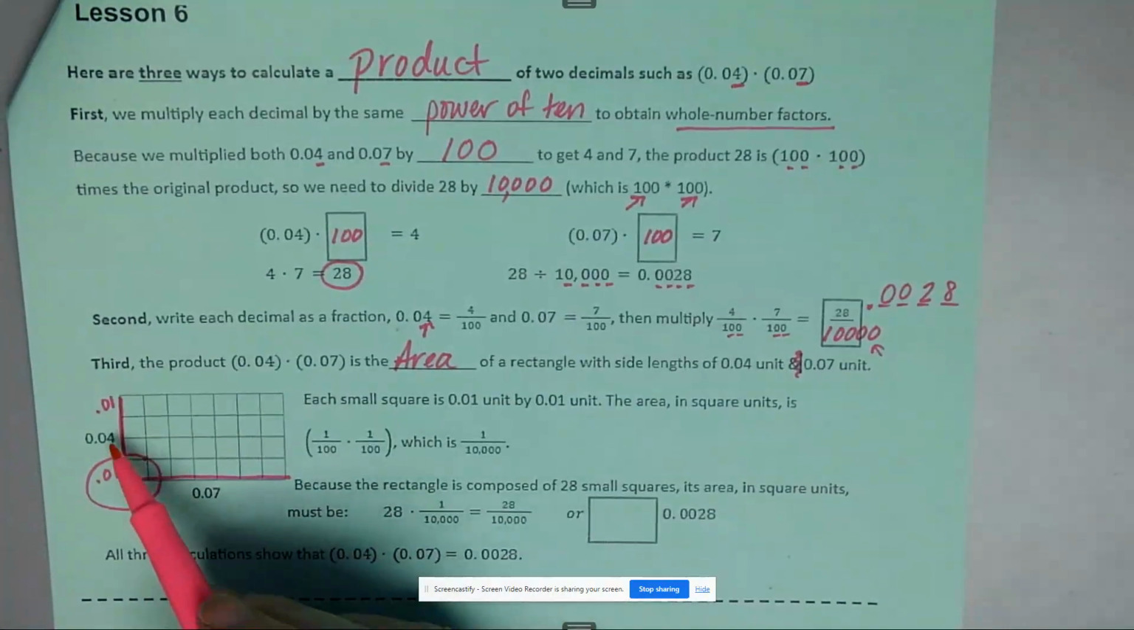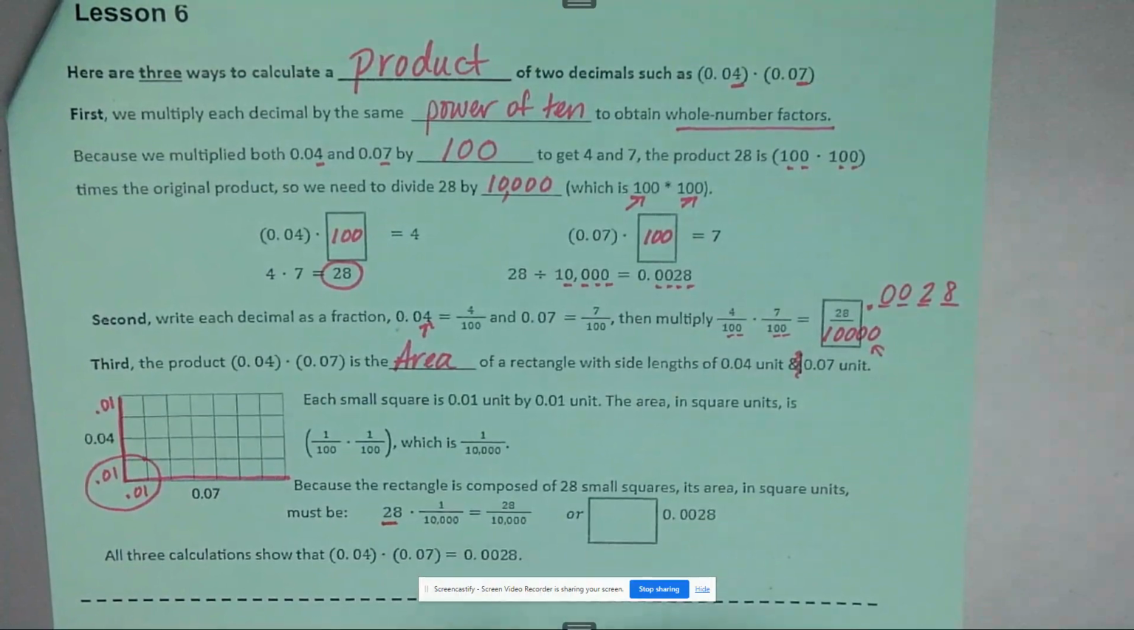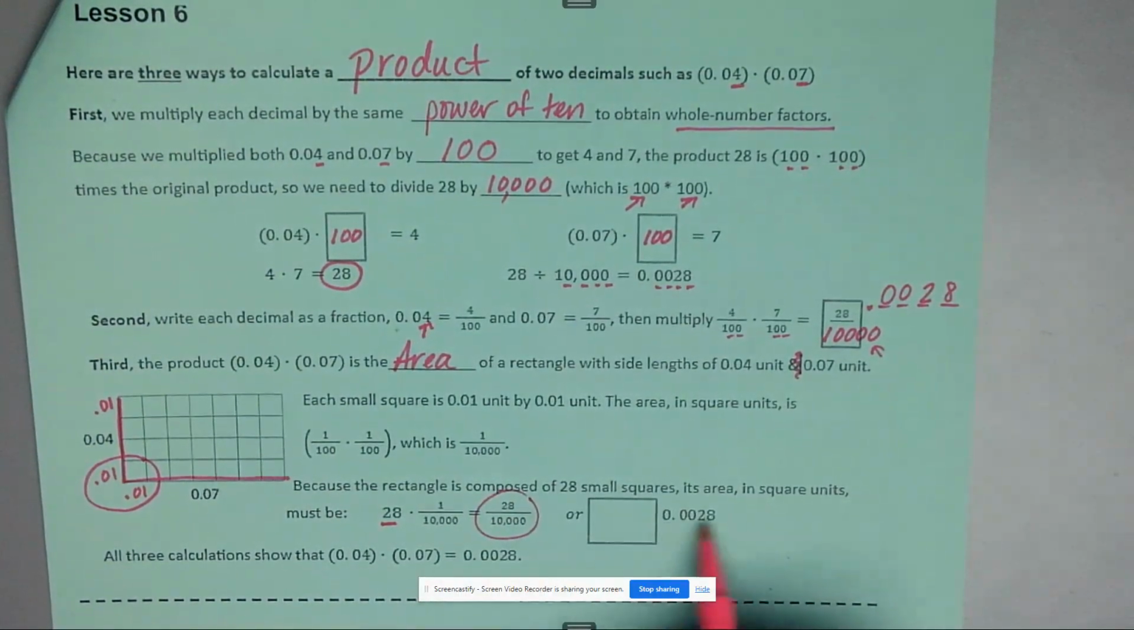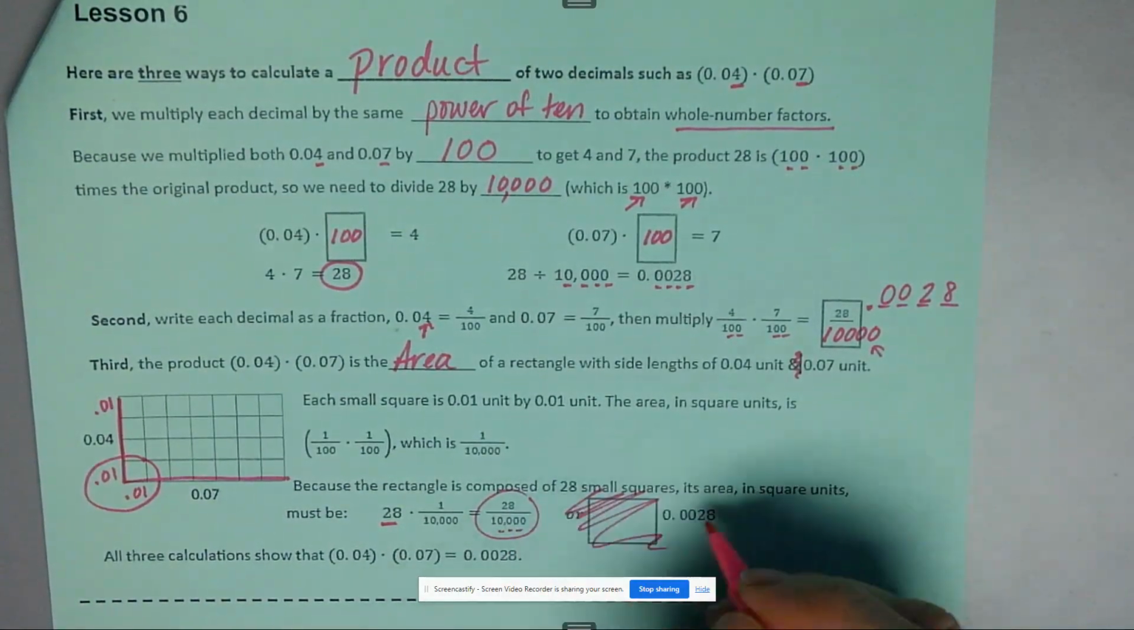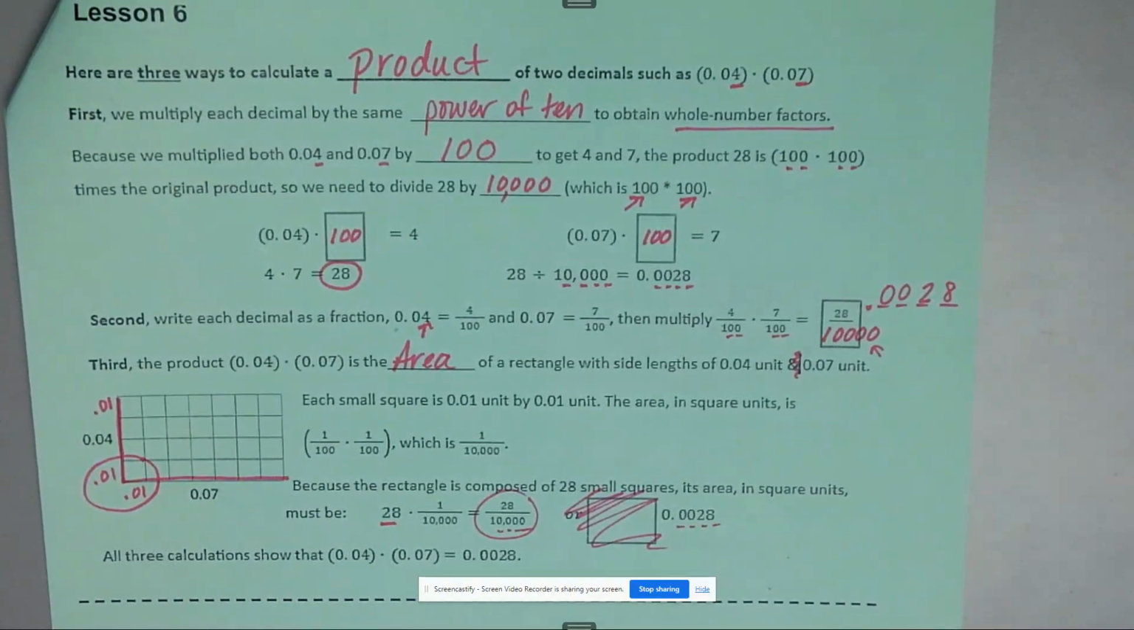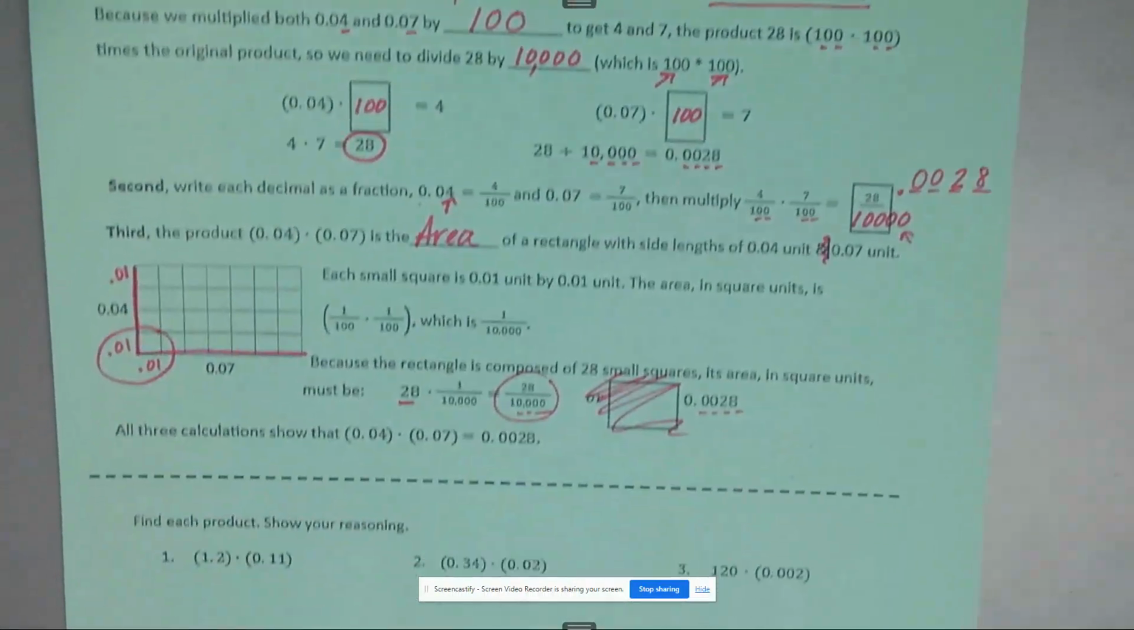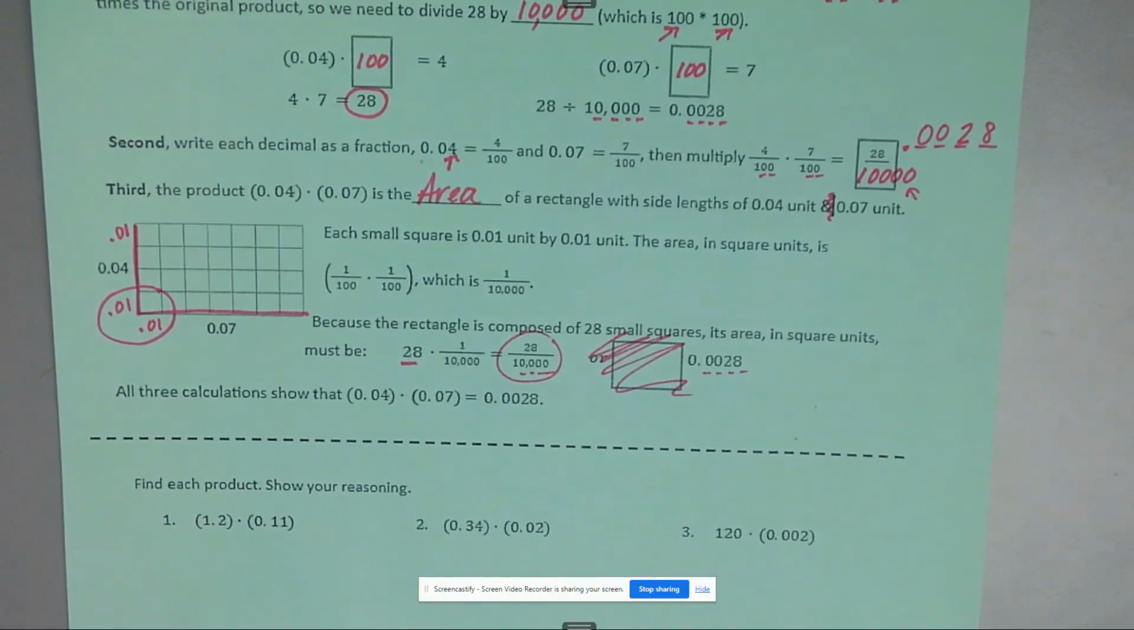And then we know there's 28 squares because 4 times 7 is 28. So it becomes 28 10,000ths, or, I don't know why there's a wiggly box there. 4 zeros, 4 place values. Okay, so 3 ways of doing the exact same problem.